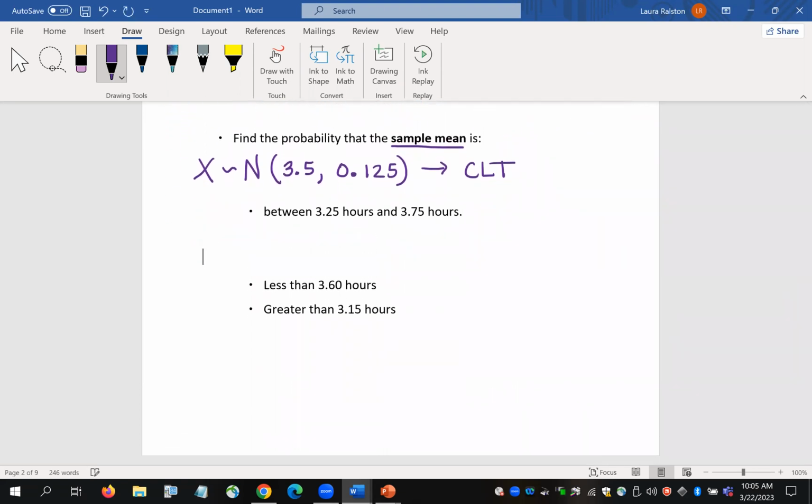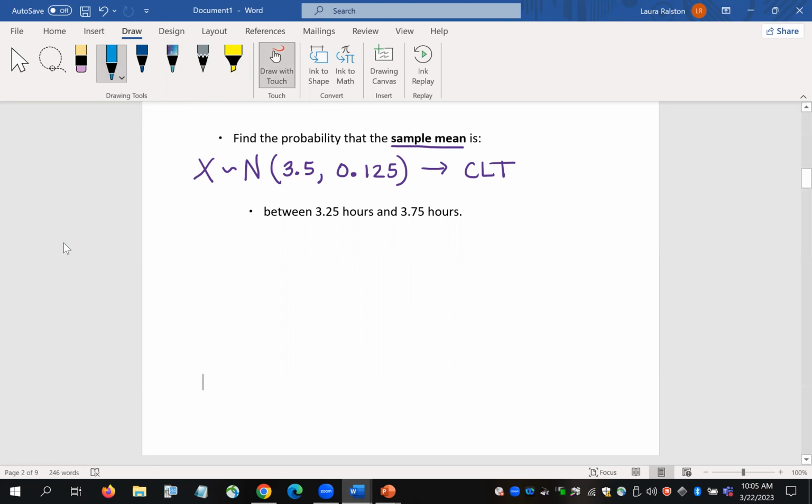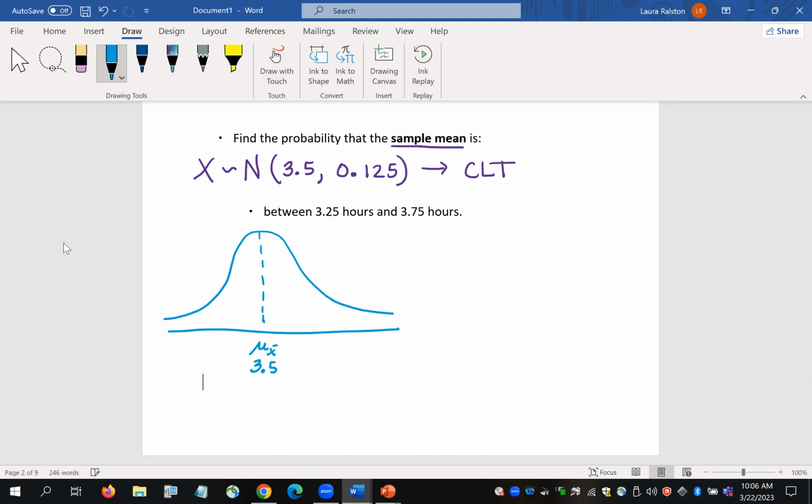Beyond that, because we know we have a normal distribution, we're going to basically do the same thing we were doing on Monday. And again, I like to draw the picture. So this one says find the probability that the sample mean is between 3.25 and 3.75. Okay, so I have a normal distribution. I now know that it's normal. Originally, it was unknown, but because I've applied the central limit theorem, I now know that it is normal. The mean is 3.5.